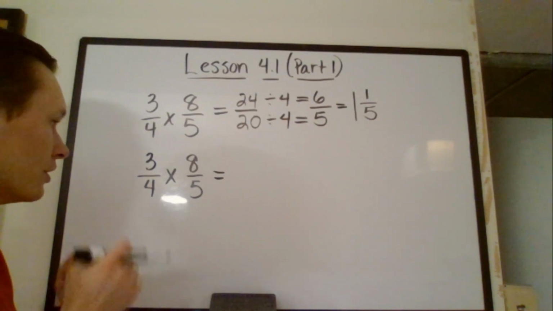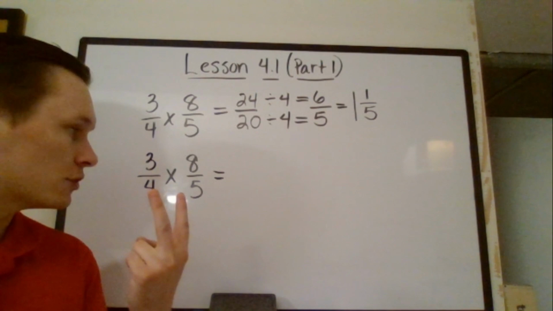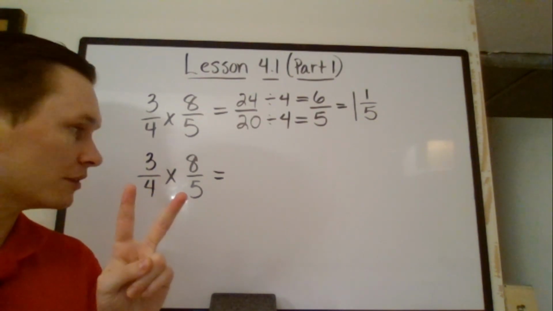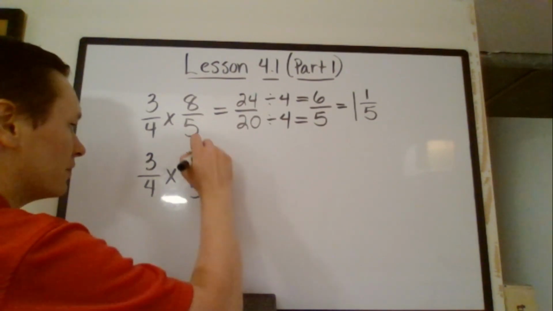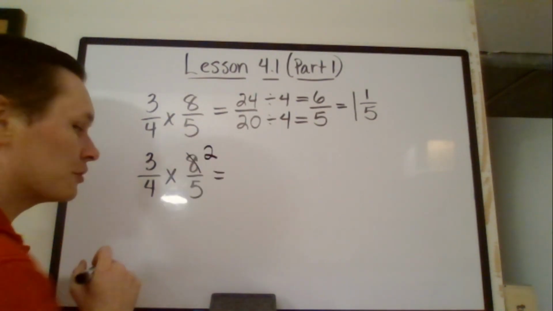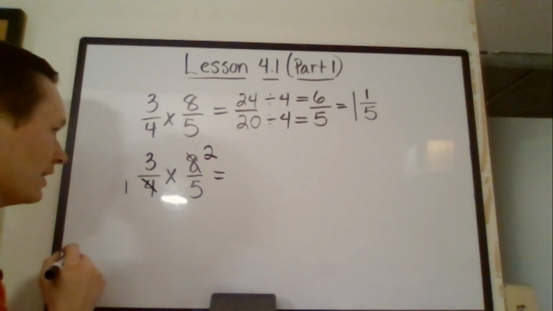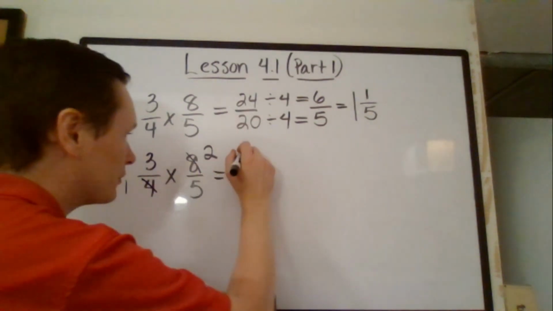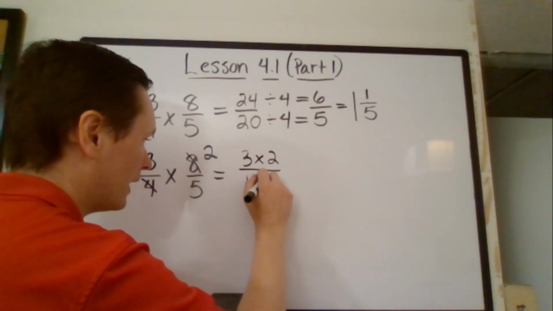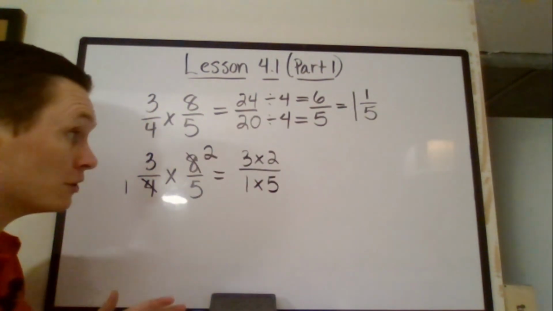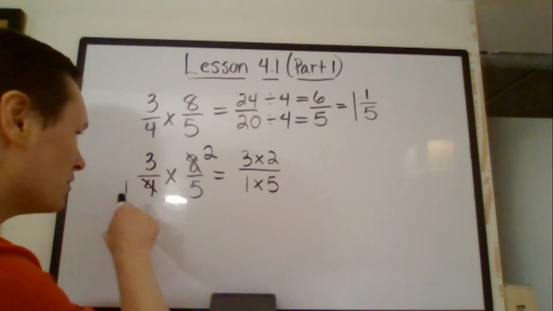If I count or do my multiples of 4, I go 4, 8. So 4 goes into 8 2 times, which means 8 becomes a 2. And how many times does 4 go into 4? Once. So it becomes a 1. Now look at that. Now all I have is 3 times 2 over 1 times 5.